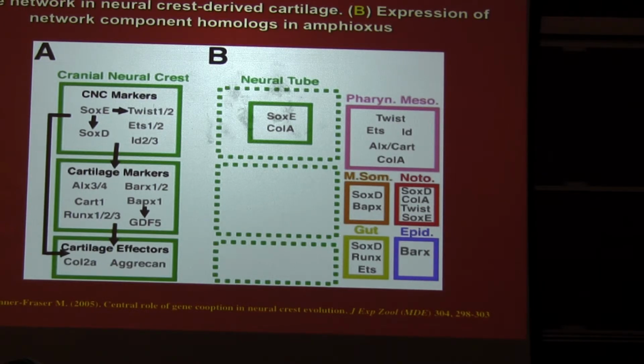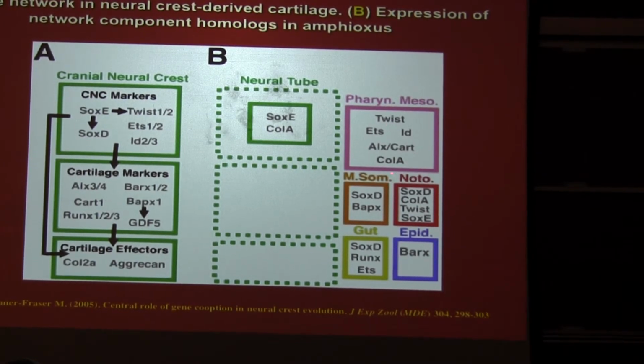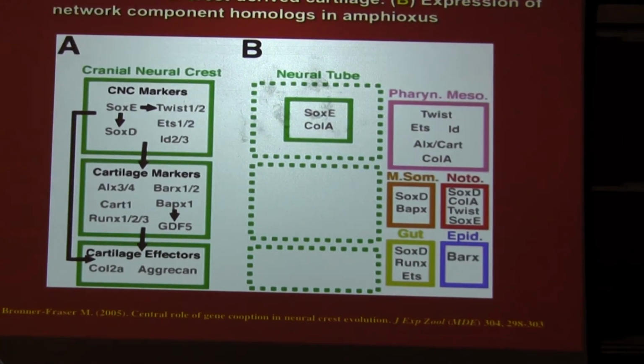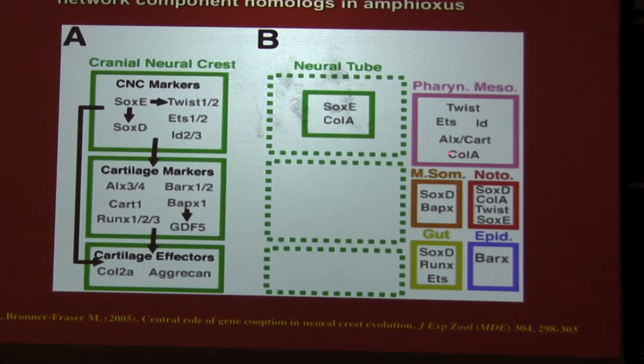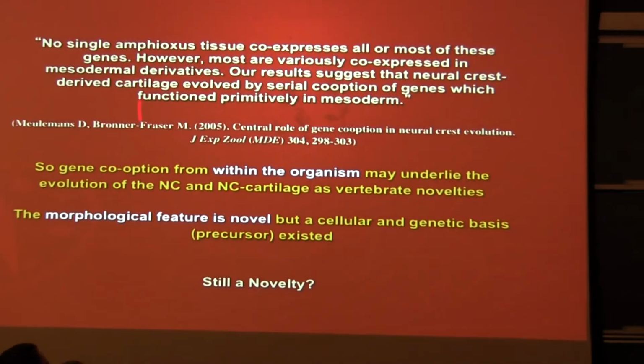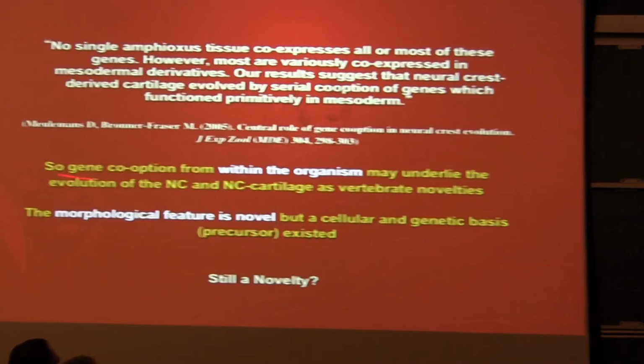And so you see where the concept comes from, that there were genes which were serving functions. Here's collagen A in the pharyngeal mesoderm, as well as in the notochord. That there are genes which were serving functions, which if they came together with other genes in a different configuration, could lead to the potential evolution of a new set of cells, or a new gene array, or a new set of cell types, in this case the neural crest. So it's this concept of co-option of genes from within the organism to make this new germ array. So gene co-option within the organism may underlie the evolution of the neural crest.